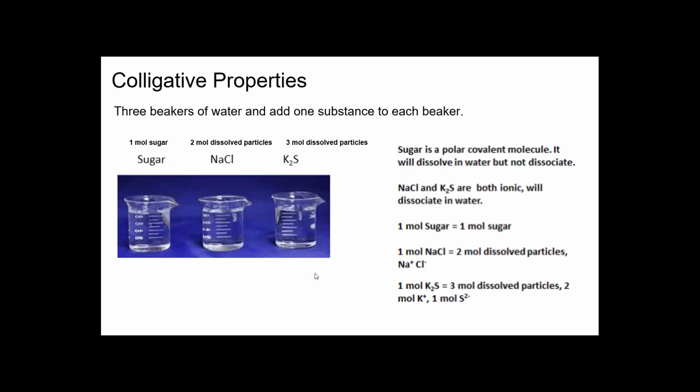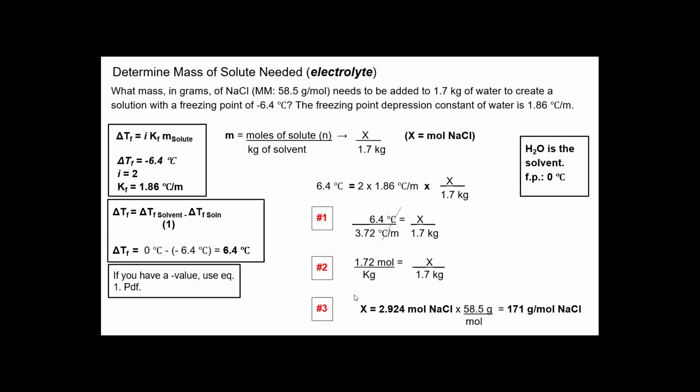Here's just another example of it. So 1 mole of sugar, 2 moles of dissolved particles, and 3 moles of dissolved particles. This potassium sulfide has the most particles, so that will have a lower freezing point than the other two, because it has more particles to block the solution from coming together.